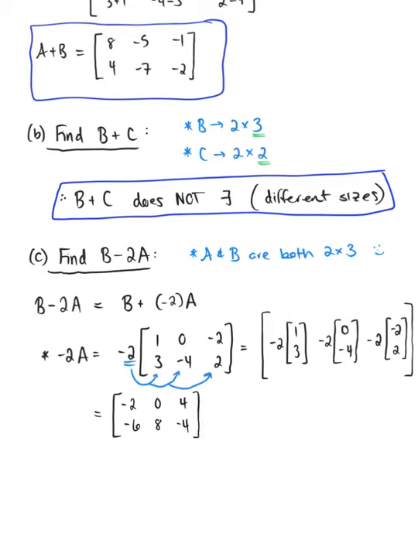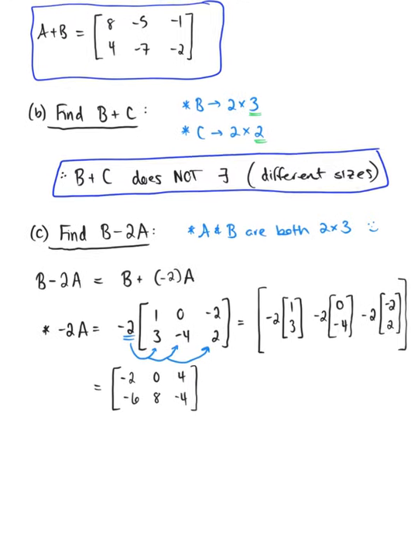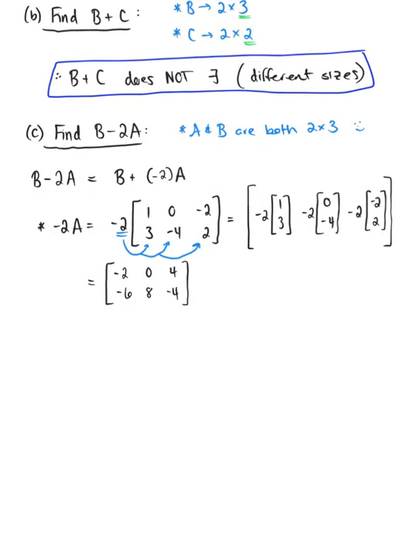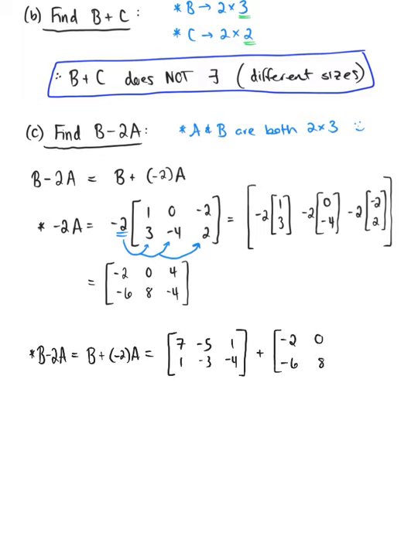Lovely. Now, the only thing here is don't get so excited that you found the scalar multiple that you forget the ultimate goal. We still need to go ahead now and find B minus 2A. Or again, remember, we're thinking about this as B plus this scalar multiple, negative 2 times A. So plugging in our values here, we have matrix B, which has the column vectors 7, 1, negative 5, negative 3, and 1, negative 4. And now we are adding the scalar multiple of A that we just found, which is negative 2, negative 6, 0, 8, 4, negative 4.